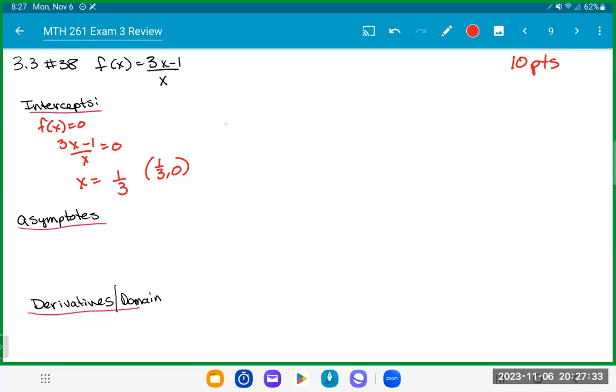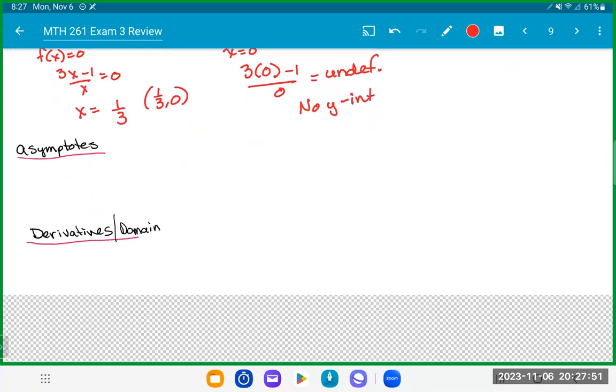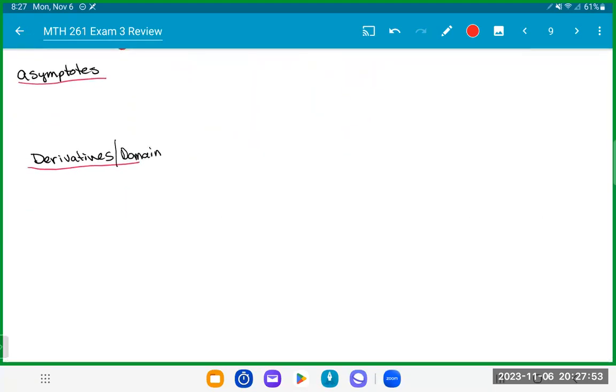When I'm looking at my y-intercept, we let x equal to 0. So that would be 3 times 0 minus 1 over 0. And that is undefined. So I have no y-intercept. Okay. Looking at it, our vertical asymptote and our horizontal asymptote. Our vertical asymptote is going to be x equal to 0, because that is where my denominator is undefined.